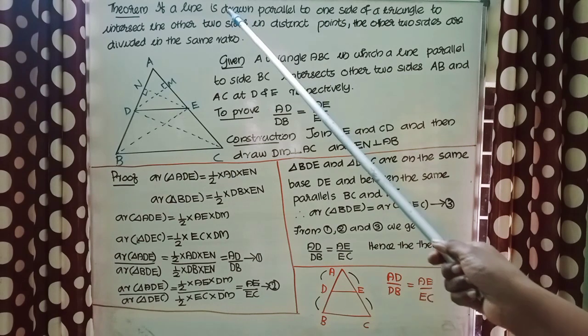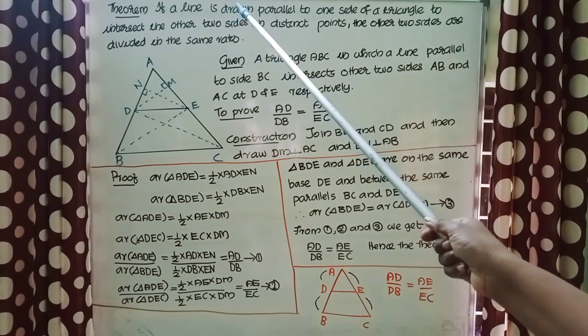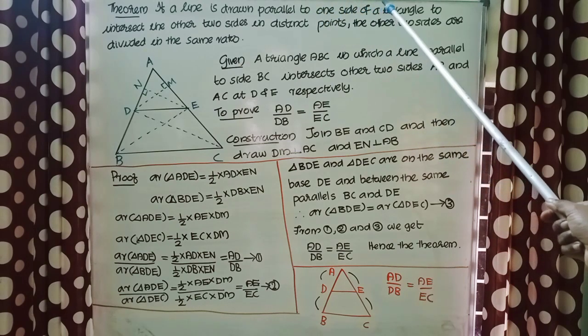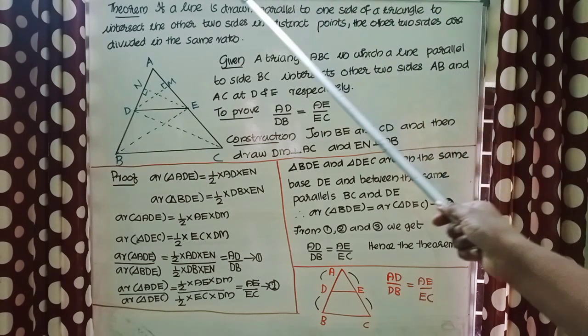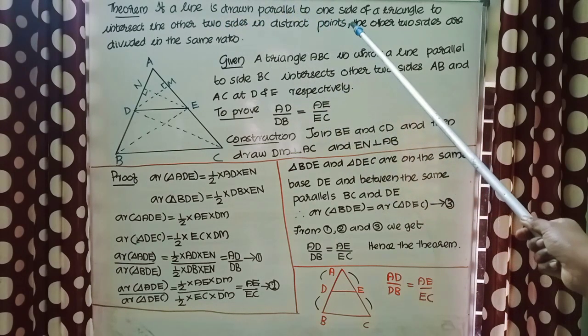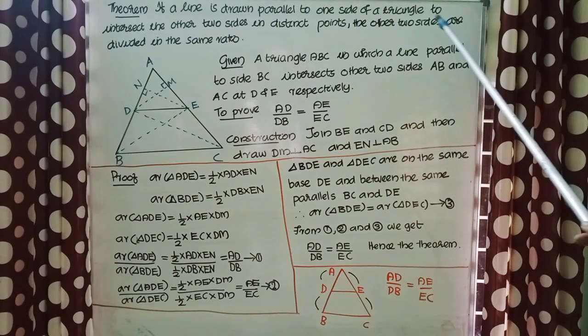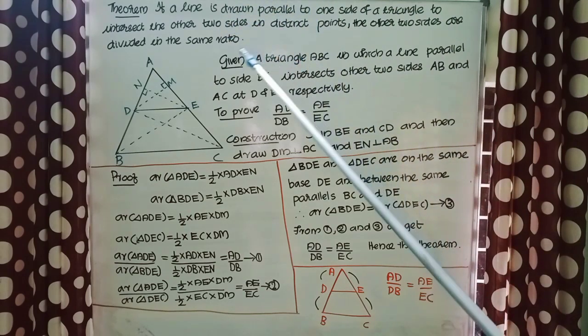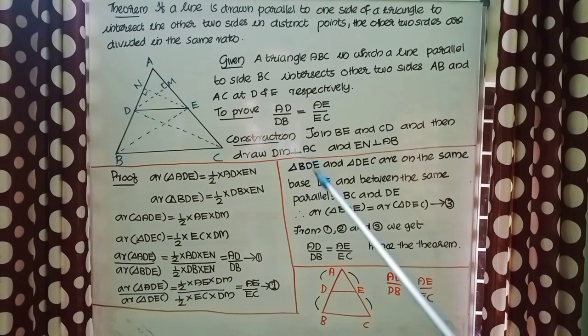Theorem statement: if a line is drawn parallel to one side of a triangle to intersect the other two sides in distinct points, the other two sides are divided in the same ratio. Here is given a figure also. I have drawn the same figure.